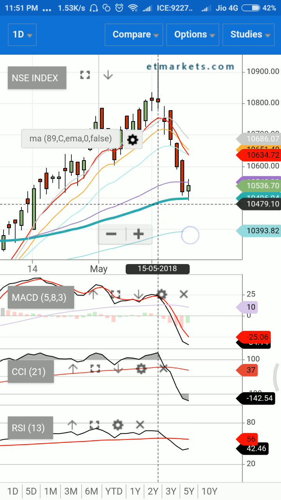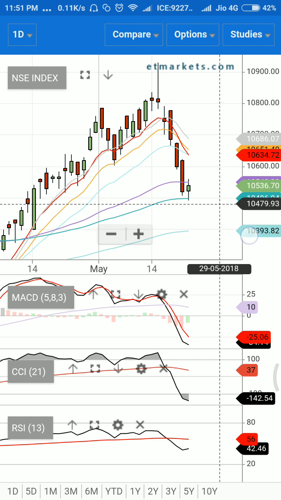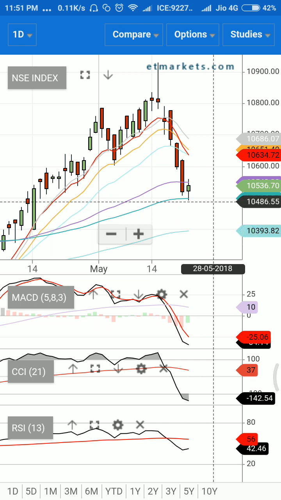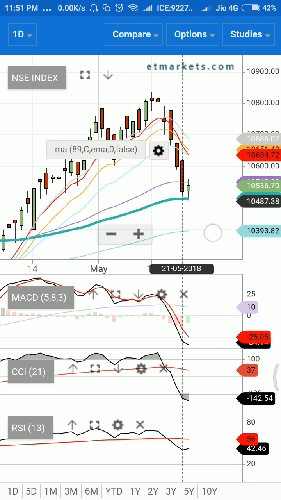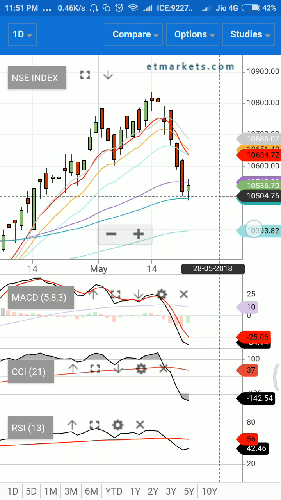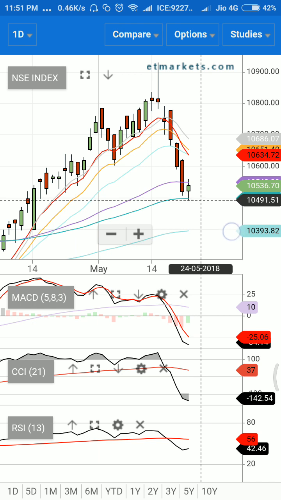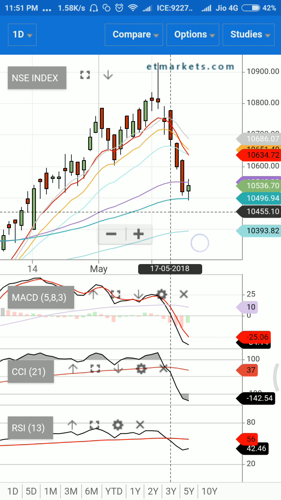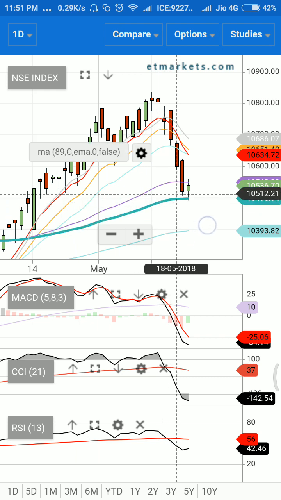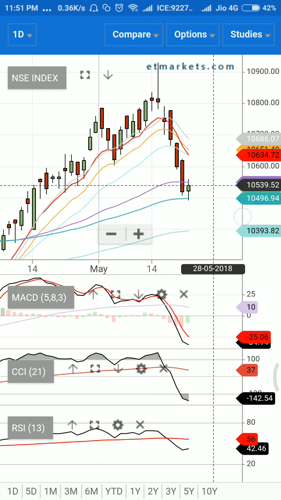On the lower side, the 89 days exponential moving average helped the market hold on to its support zone. Here you can see the market was slightly trading below this particular level, but was not able to breach it. So to conclude, what I feel is if the market breaches either of these moving averages, then definitely the trend or the trade will be in that direction only. That is what I believe.